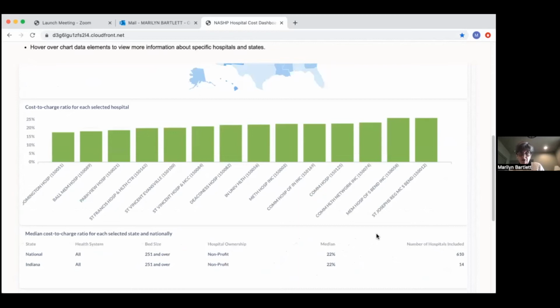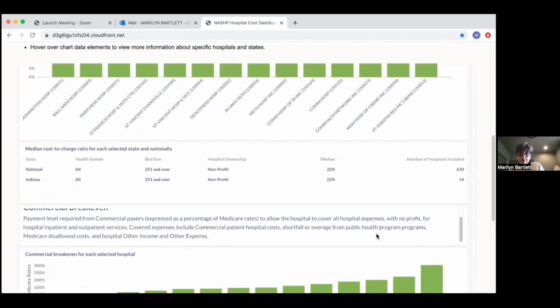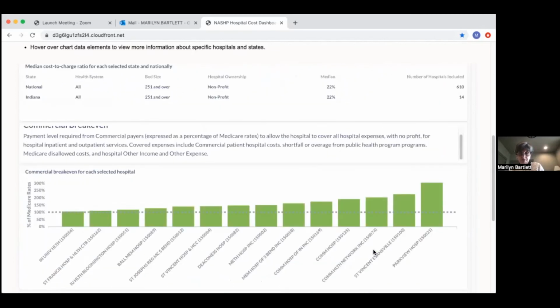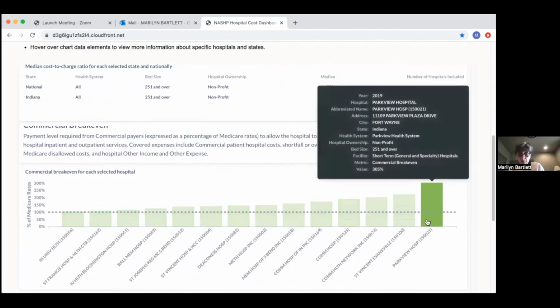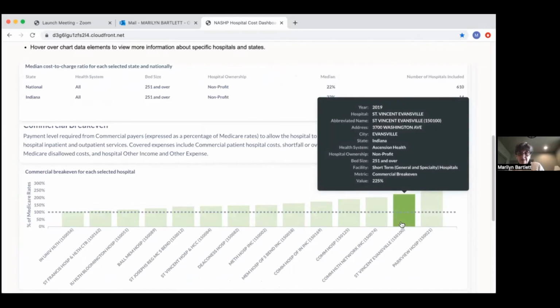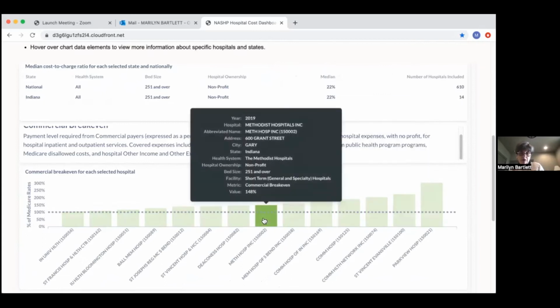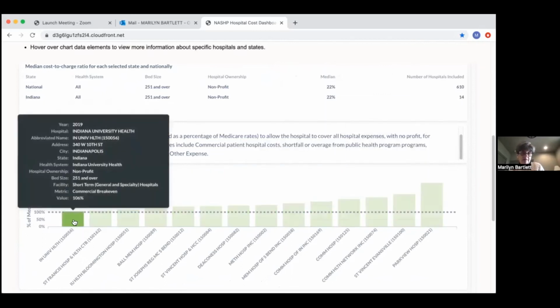Cost to charge ratio, you are able to get this by specific hospital. Commercial break even. This is interesting. We've done a lot more work on Parkview, which is a very high cost hospital. You'll see the break even would be 305% of Medicare. And then you jump to St. Vincent's at 225. We put a dotted line for 100% of Medicare. You can see that IU Health actually comes in at 106%.